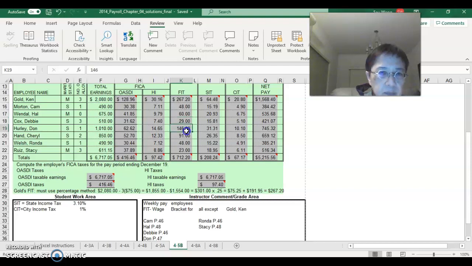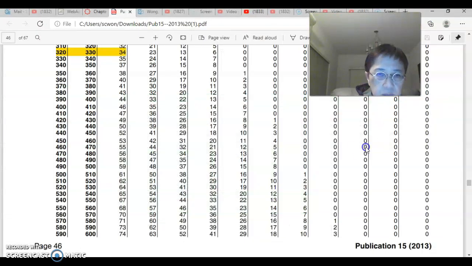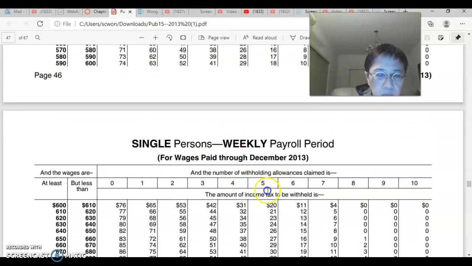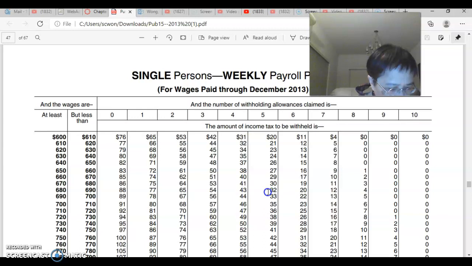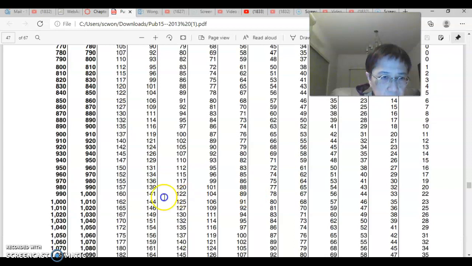Dawn would be page 47, and Dawn is single with 1 allowance. Page 47, single, weekly, and Dawn got paid $1,010. At least $1,010 and 1 allowance, so it's $146. $146 withholding.